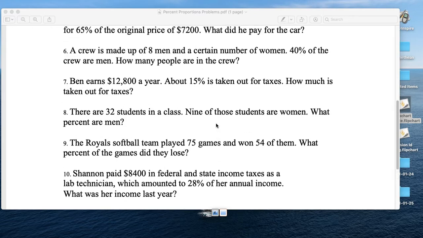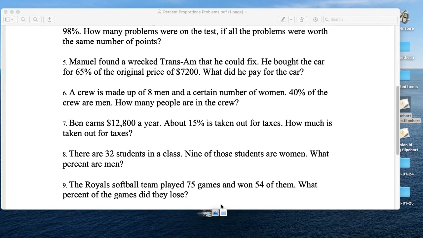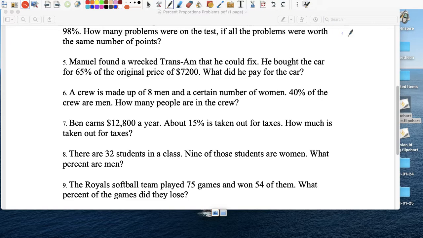5. Manuel bought a car, compró un coche. Okay. And 100%, part, total. He bought the car for 65% of the original price. The original price es 7,200, pero él no pagó todo eso, pagó parte de eso, 65%. Entonces, ¿cuánto pagó él? How much did he pay for the car? He paid 65% of 7,200. So, 65% es cuánto pagó él.